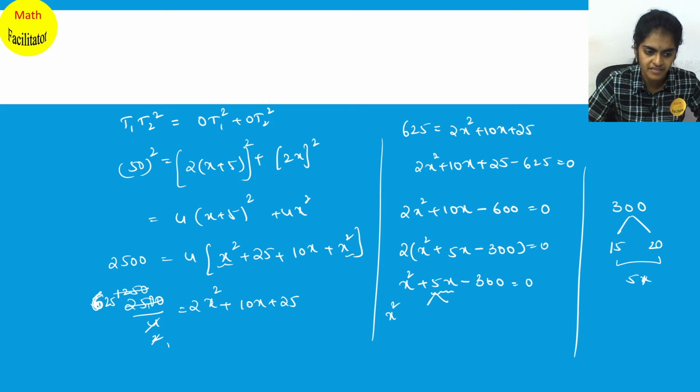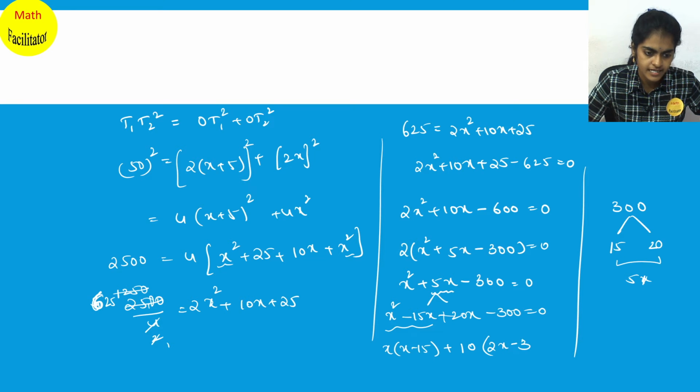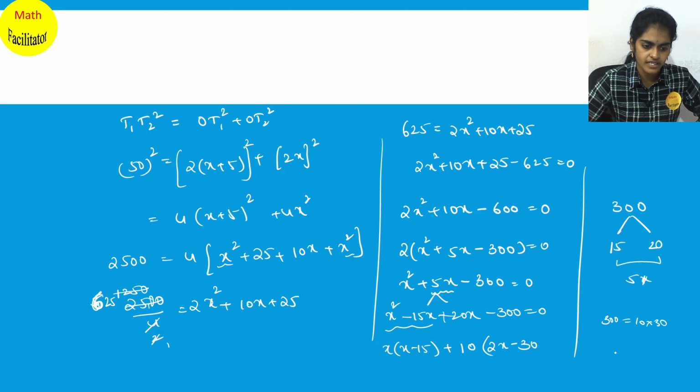So here I am writing 5x as 20x minus 15x. Here you have a positive middle term, so you will take it as minus 15x plus 20x minus 300 equal to 0. Now from these two terms I can take x common, so I have x minus 15. From these other two terms, what can I take common? Can I take 20 common? No, so I can only take 10 common. If I take 10 common, I'll have 2x minus 30 here, taking 10 common, I can write 300 as 10 into 30.